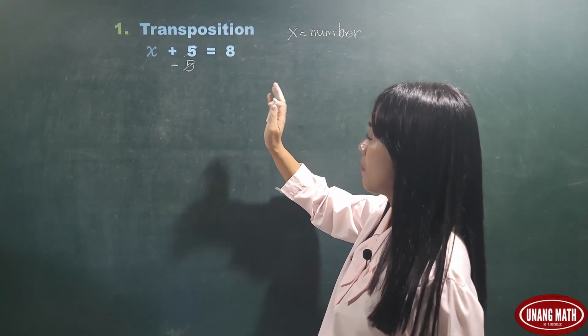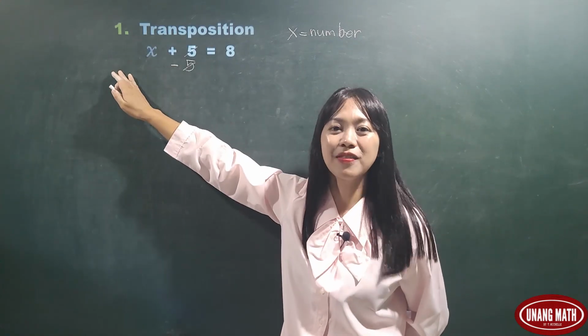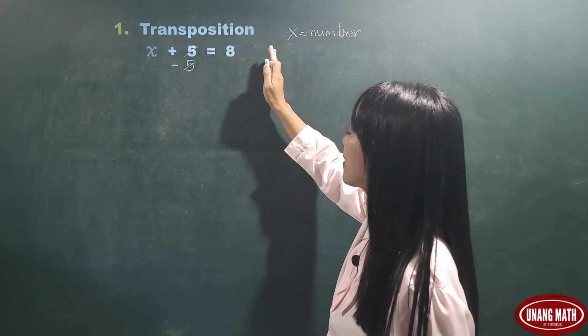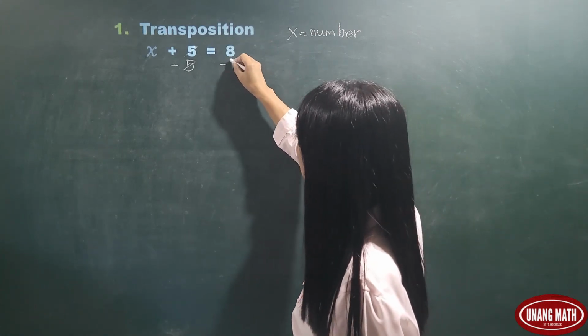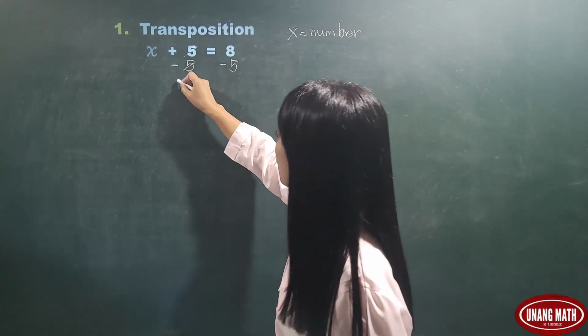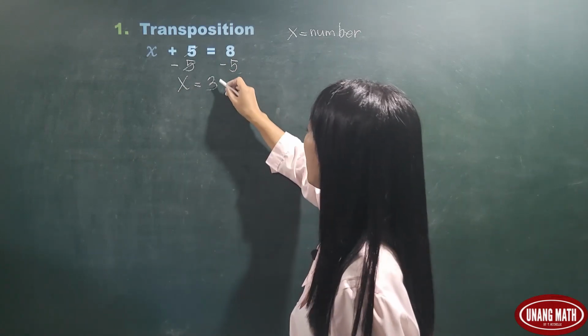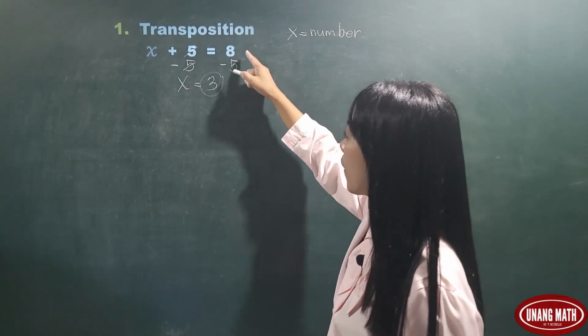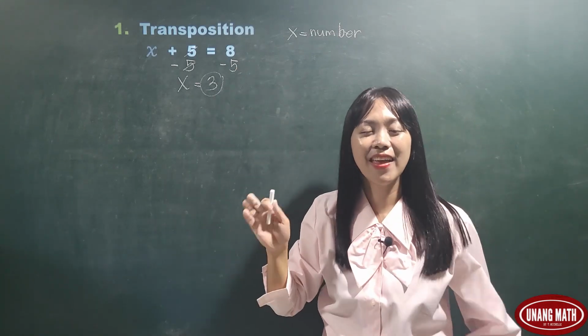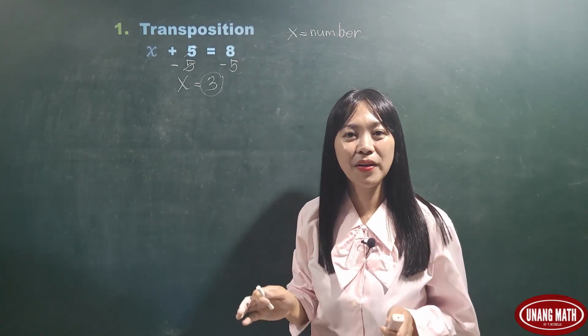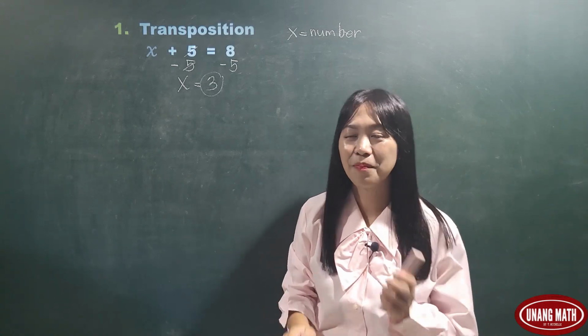Properties of equality means whatever you do on the left side, do it also on the right side of the equation. So here is also minus 5. So we have x is equal to 8 minus 5, 3. So the solution to this equation is 3. And that is using the properties of equality.